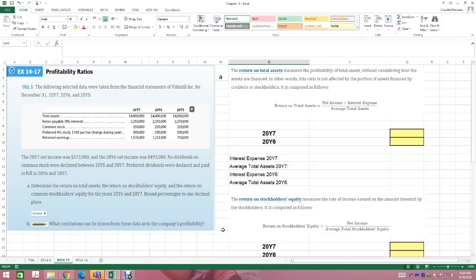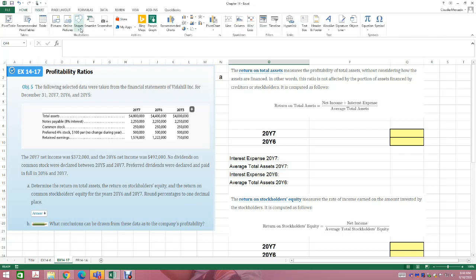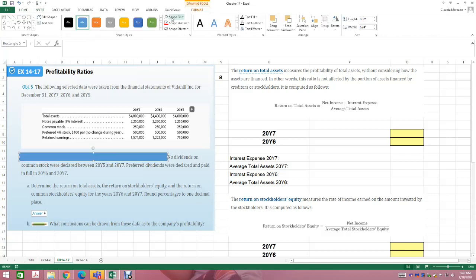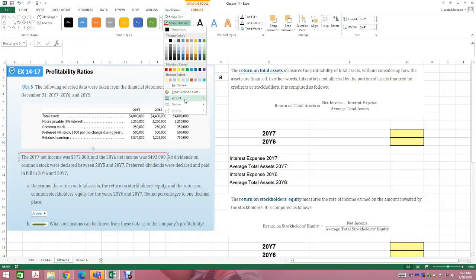It includes everything. So the formula is: your return on total assets is equal to your net income plus your interest expense divided by your average total assets. Now we have three different components here: net income, interest expense, and average total assets. The net income for the 2 years is provided right there, so that one we don't have to calculate.